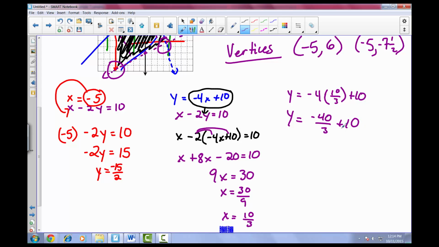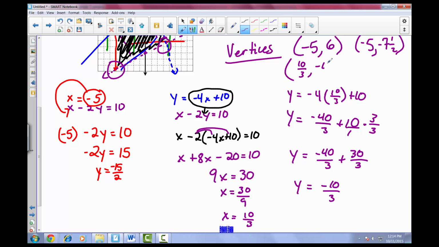Now that we want to combine these, we'd have to do a little bit of work. We'd multiply the bottom by 3, because right now it's 10 over 1 and we need it to be 3. So we multiply by 3 over 3. So y is equal to -40 over 3 plus 3 times 10, which is 30 over 3. Now that they have the same bottoms, we can combine the tops. So y is equal to -10 over 3. So for one of our other vertices, it came out to be (10/3, -10/3).